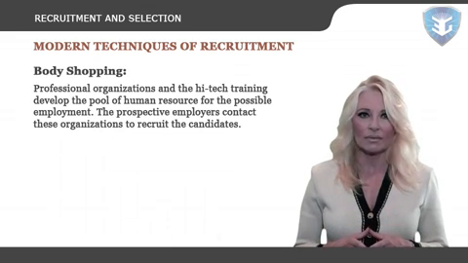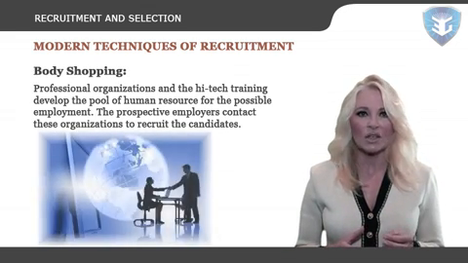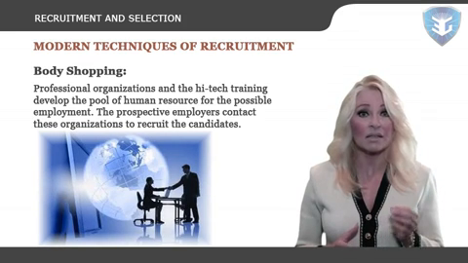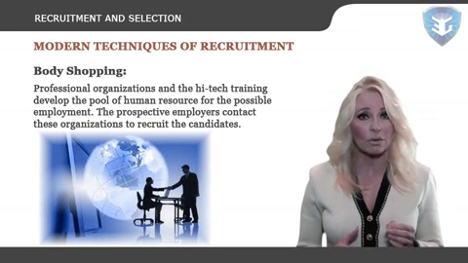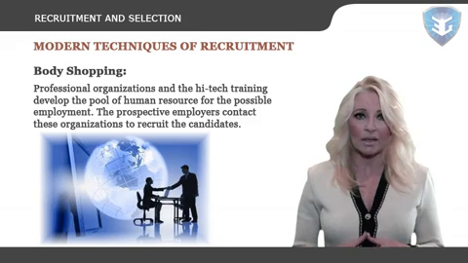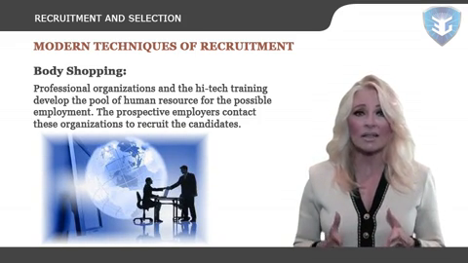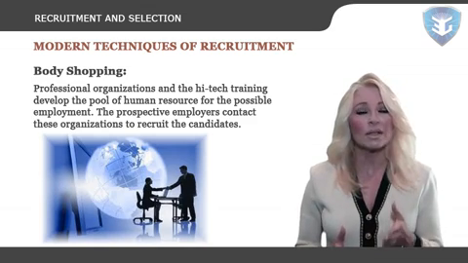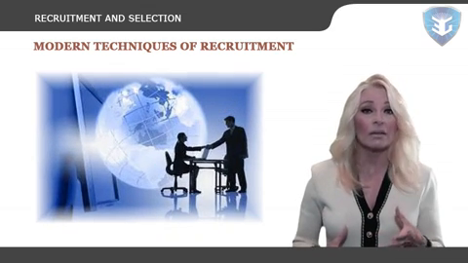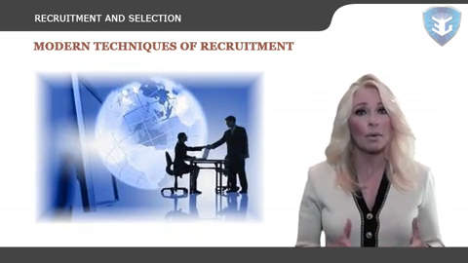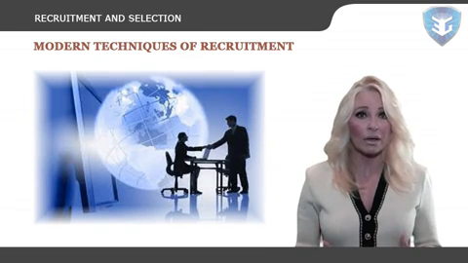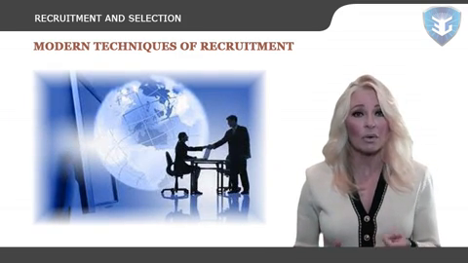Body shopping. Professional organizations and the high-tech training develop the pool of human resource for the possible employment. The prospective employers contact these organizations to recruit the candidates. Otherwise, the organizations themselves approach the prospective employers to place their human resources.